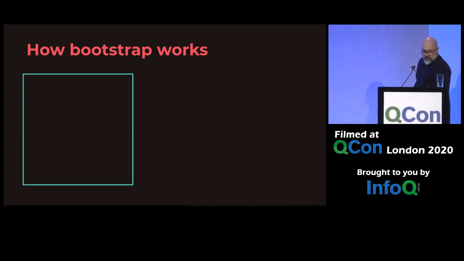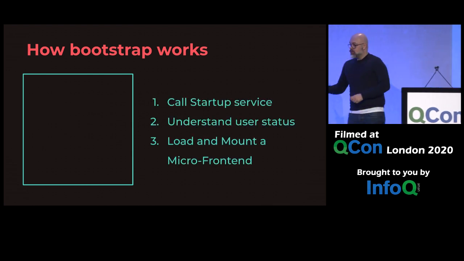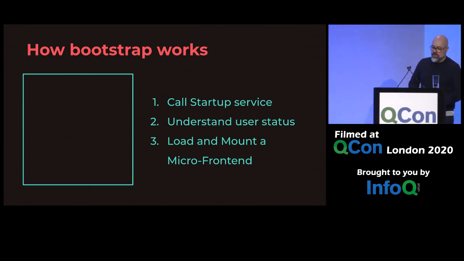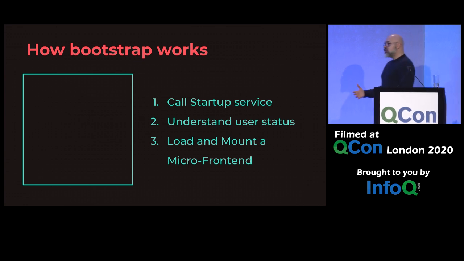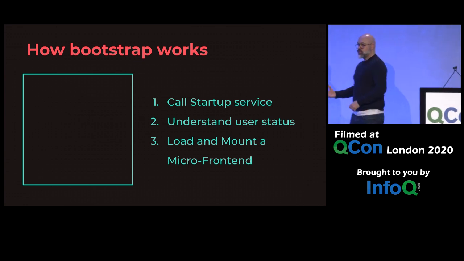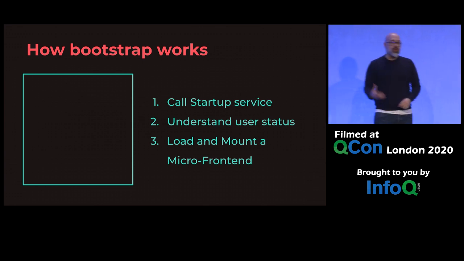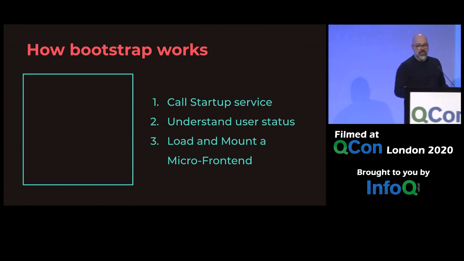Okay, so how it works. When we load the web application, the first thing is called the startup service: it consumes the API and retrieves a JSON with a lot of information. Then the Bootstrap understands the user status. It understands if you have a JWT token stored in the local storage or not, and validates that you are entitled, that your JWT token is still valid.